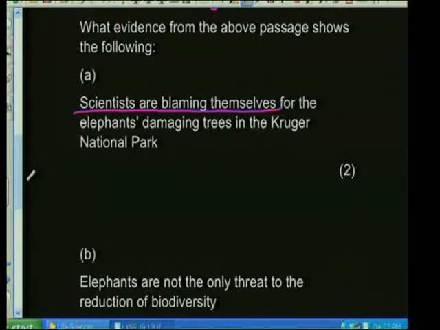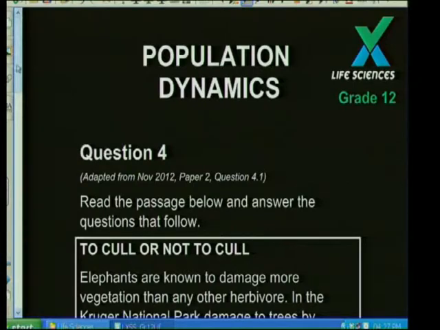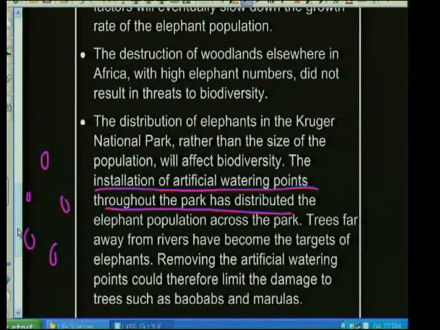So if I go back to the question, what scientists are blaming themselves for regarding the elephants damaging the trees? You start your quote, and if I go back there, this is the one. That is what you had to write: the installation of artificial watering points throughout the park has distributed the elephant population across the park. So it's the artificial water points that were the problem. It was incorrect to have done that. Question number 2, quite a tricky one. You had to actually interpret.